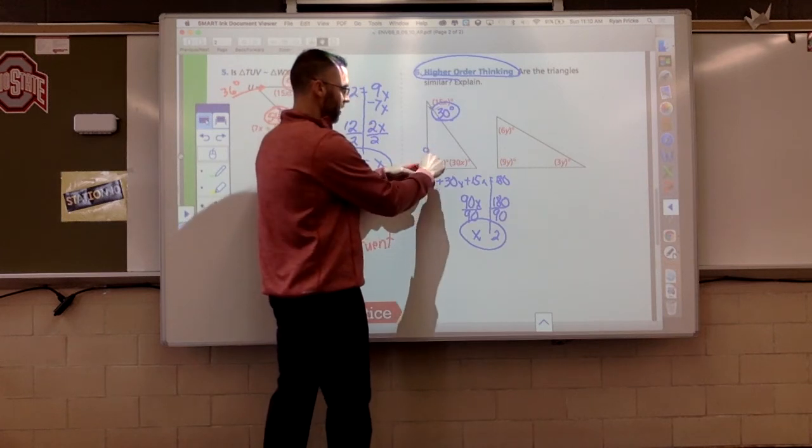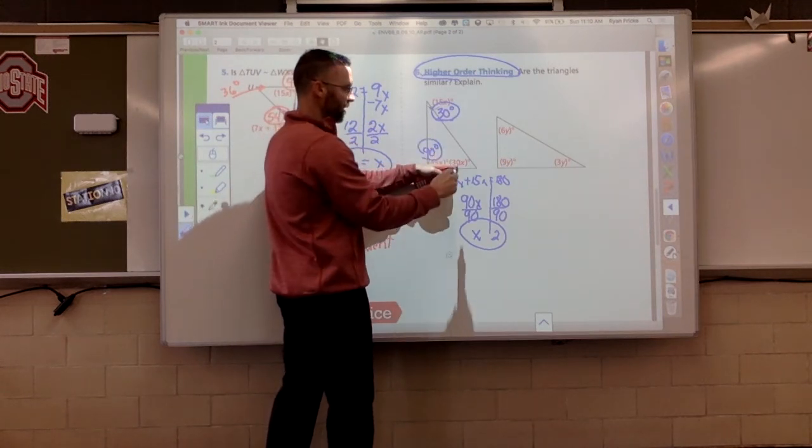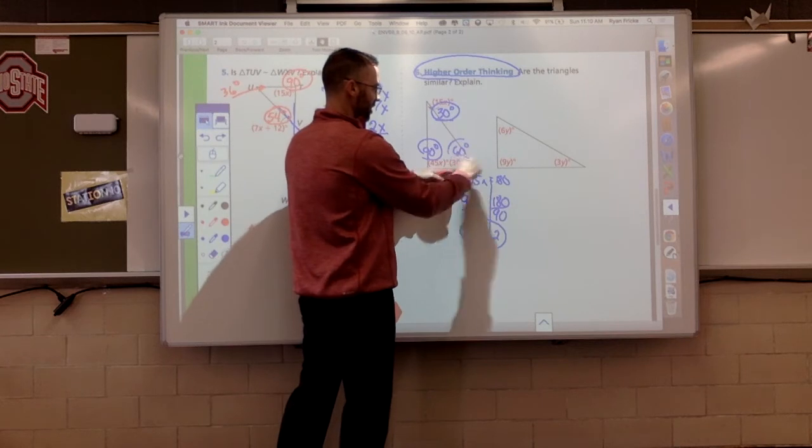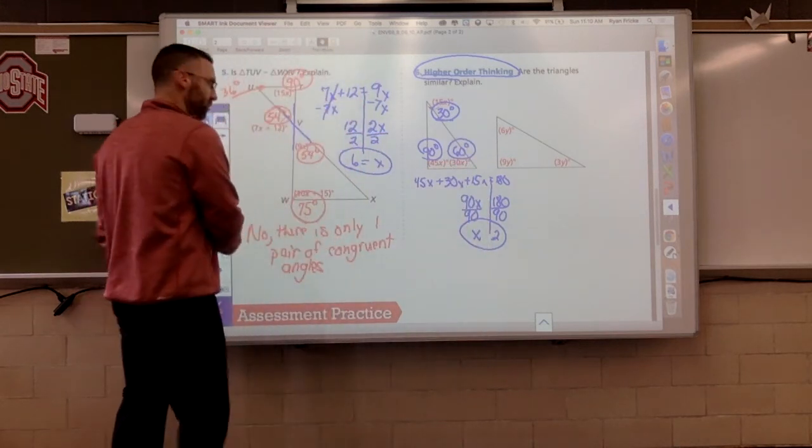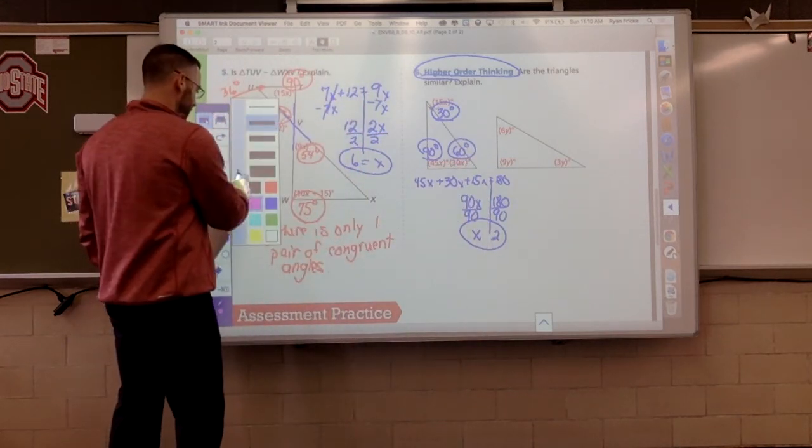If x is equal to 2, 15 times x, that's 30 degrees. 45 times 2, this is 90 degrees. 30 times 2 is 60 degrees. Bingo, there's the first one. Let's look at the second one.